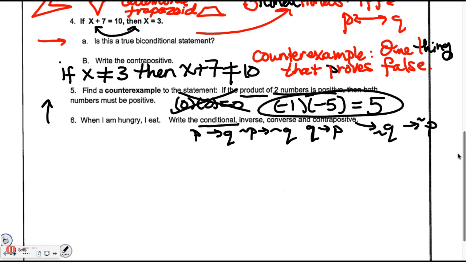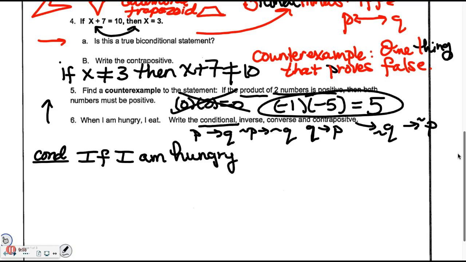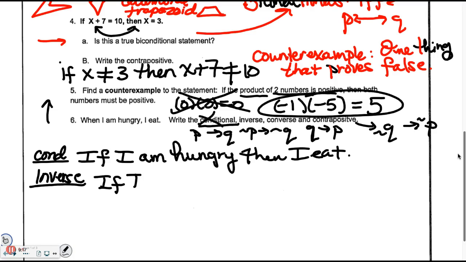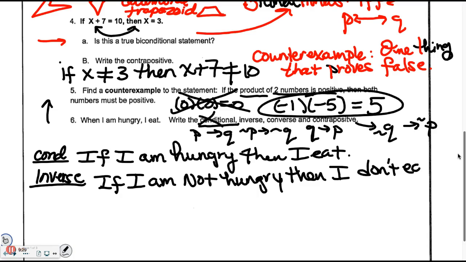Okay, so when I am hungry, I eat. For the conditional statement, I have to decide what comes first, the hunger or the eating. And I'm saying when I'm hungry, so I'm saying if I am hungry, then I eat. That is called the conditional statement. Done. The inverse is the notter. It nots them. You should have that written on your note card. We don't reverse the order. We just say if I am not hungry, then I don't eat.